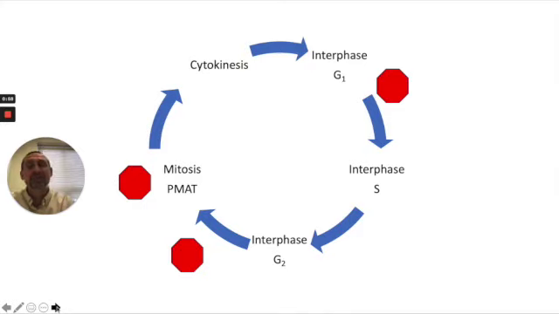If so, it starts the process of mitosis: prophase, metaphase, anaphase, telophase. During mitosis, there's another checkpoint to make sure that the chromosomes have been equally distributed. Then the cell will divide into two new cells, cytokinesis.